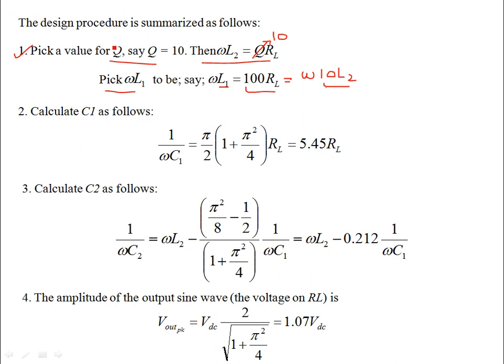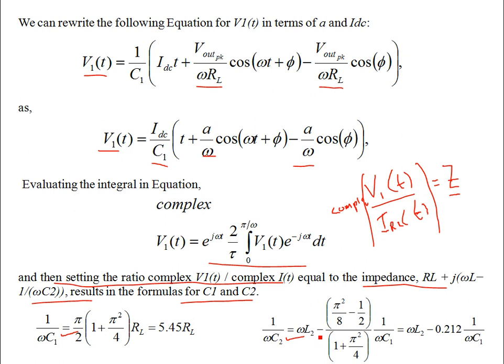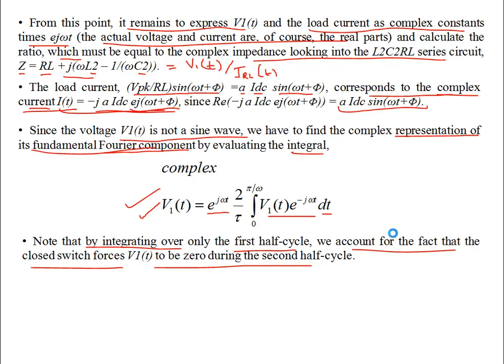So the first thing is you need a very high Q. For that you evaluate L2. From L2 you keep L1 10 times L2. It's a large RF choke. So you have L1, you have L2. You can calculate C1 from the following equation, and you can calculate C2. Where do we get these equations? These are the equations for C1 and C2, and we have imposed some constraints while evaluating C1 and C2 through the ratio of V1 to IRL.